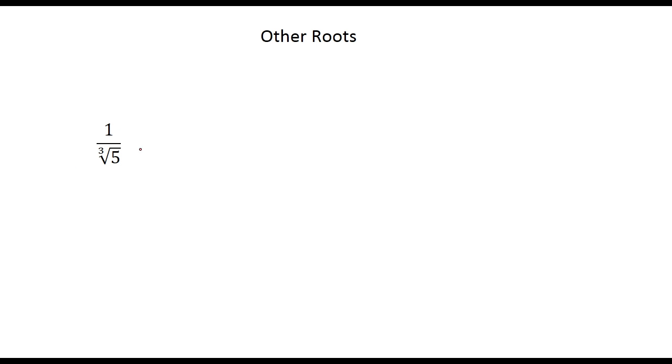Alright, let's take a look at other roots. This has a cubed root of 5 in the denominator. Now if you remember, if I want to multiply the cubed root of 5 times something to get rid of the radical, I need 3 buddies. So in order to deal with this fraction, I would need to multiply the cubed root of 5 over the cubed root of 5 and do it again.